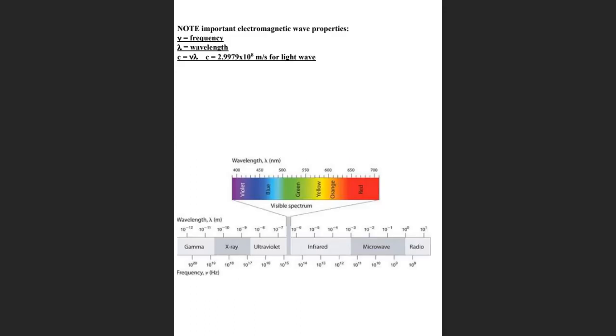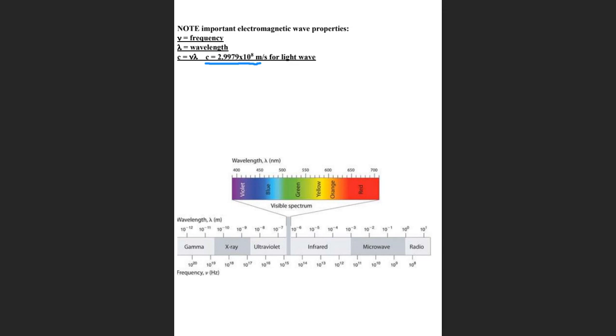Okay, so if light's going to be a wave, we have to know important electromagnetic wave properties. I've zoomed in up to the top of the page here myself. First, you've probably heard that light waves move really fast. The speed of light is 2.9979 times 10 to the 8th meters per second, or 300 million meters per second. Not infinitely fast, but really darn fast.